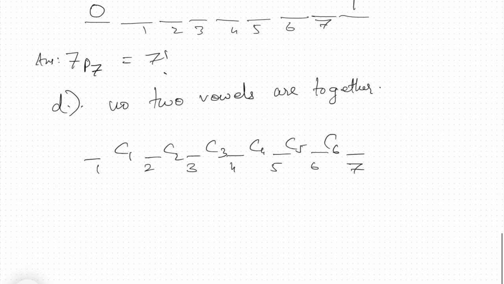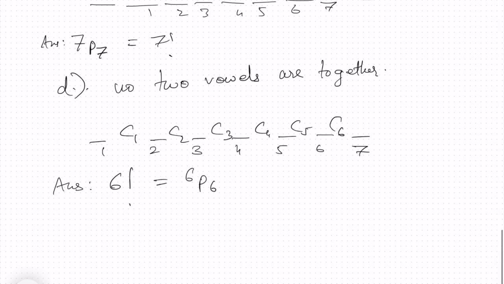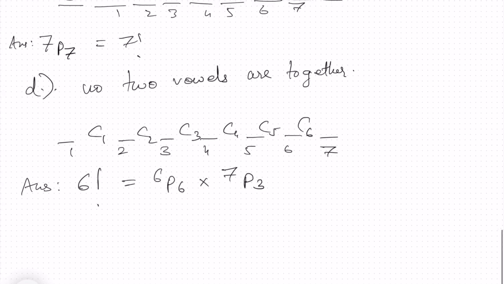So, the 6 consonants can be arranged in 6 factorial ways, or 6p6. I'll write in terms of 6p6. This can be arranged in 6p6 ways, the consonants, and I have to place 3 vowels in 7 places. That can be done in 7p3 ways. So the answer is 6p6 into 7p3.